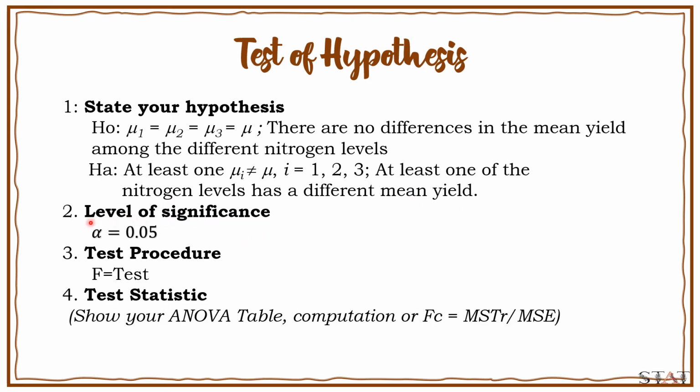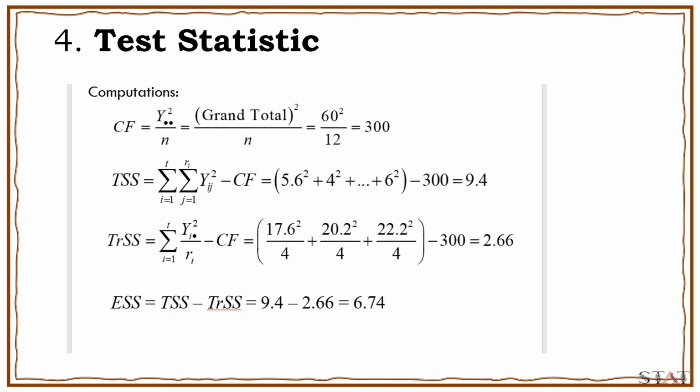So step 2, we have to state our level of significance, which is alpha equal to 0.05 or 5% error. And then we have to state our test procedure. So we will use the F test. And then the test statistics, if you are presenting your answers or your computation, just show your ANOVA table. Follow the similar table we have discussed in the previous slide. The F computed is equal to MS treatment divided by MS error.